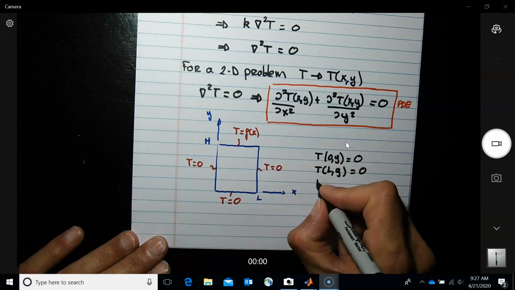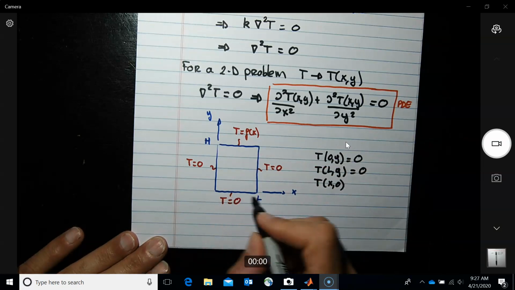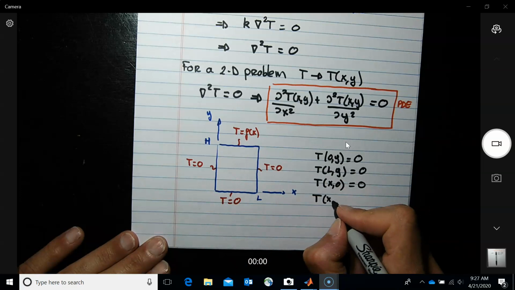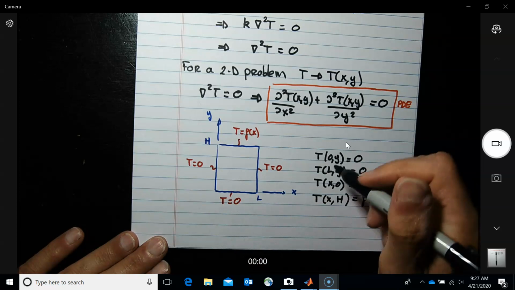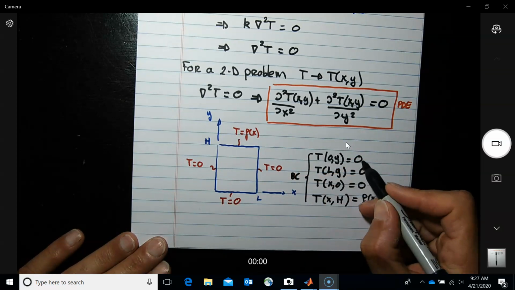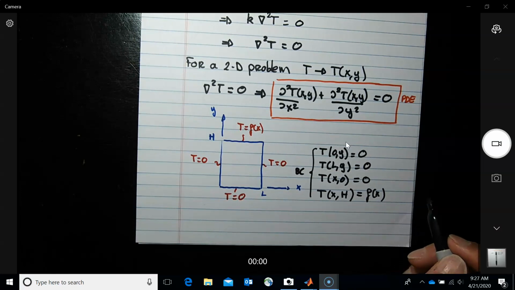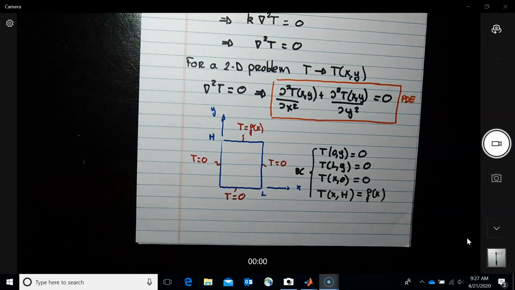So T of x at y equals 0 would be along this line is 0, and T along x at H will be equal to f of x. Okay, so basically over here we see that all the boundary conditions are homogeneous except for one. So there's only one non-homogeneous boundary condition. So that means that we can apply the separation of variables.